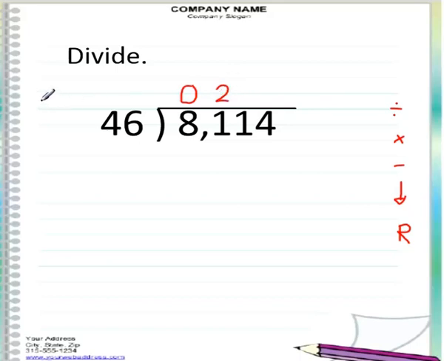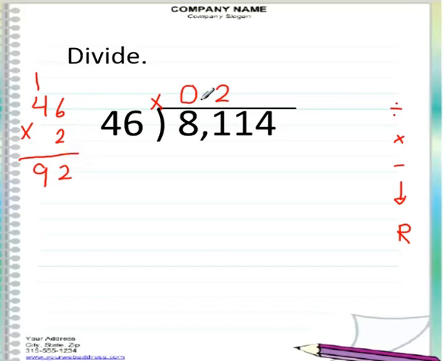So to check our answer, we will multiply 46 times 2. 2 times 6 equals 12. 2 times 4 equals 8 plus 1 equals 9. If I multiply 2 times 46, the answer will be 92, which is greater than 81.